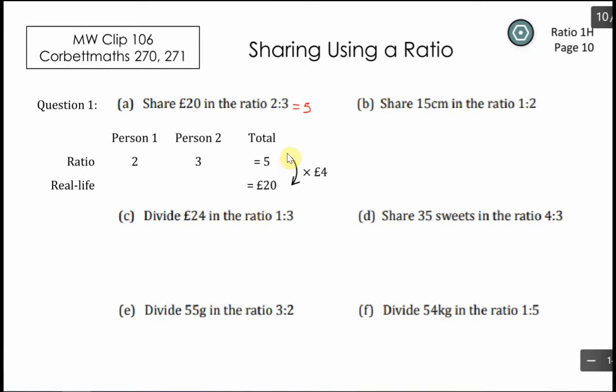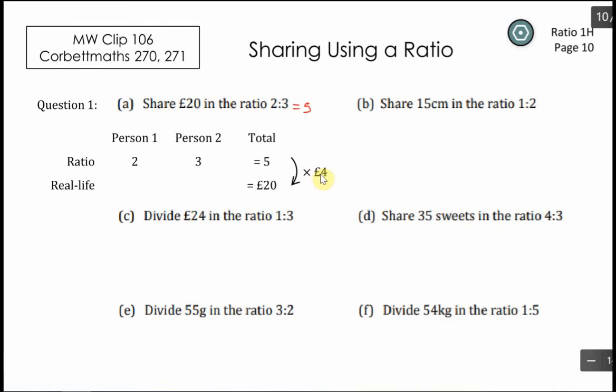Once you've found what that one part is worth, I've done exactly the same thing there, I've just written down the ratio on one line and then the real life amounts on the next line, and shown the link between the 2 bits of information that we knew. We knew that the total was £20, and we know that the total number of parts is 5. And that's the linking bit of information. And of course I had to do 20 divided by 5 to figure out what this number here was. So we've still done the same thing, we still had to figure out what one part is worth.